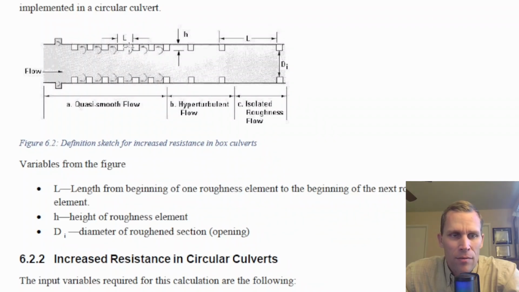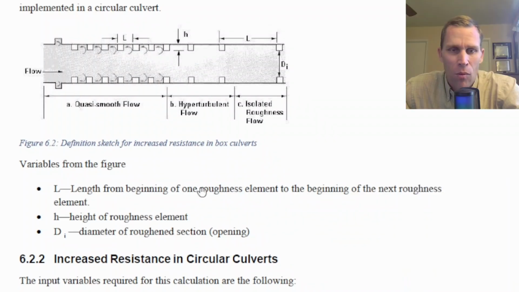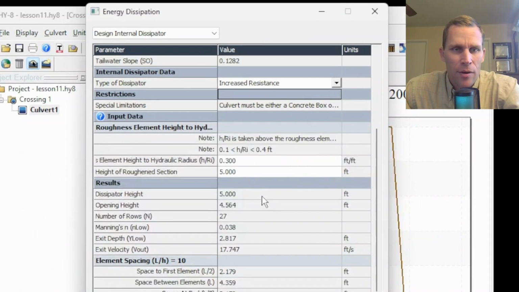The length L right here, that is the length from the beginning of one roughness element to the beginning of the next roughness element. Roughness element being like a baffle or something on the side of the culvert. H right here, this dimension is the height of the roughness element, and then d sub i is the diameter of the roughness section. So that's not the entire diameter, but in this case it would be the entire diameter minus 2 times h. So let's go back to our input field.